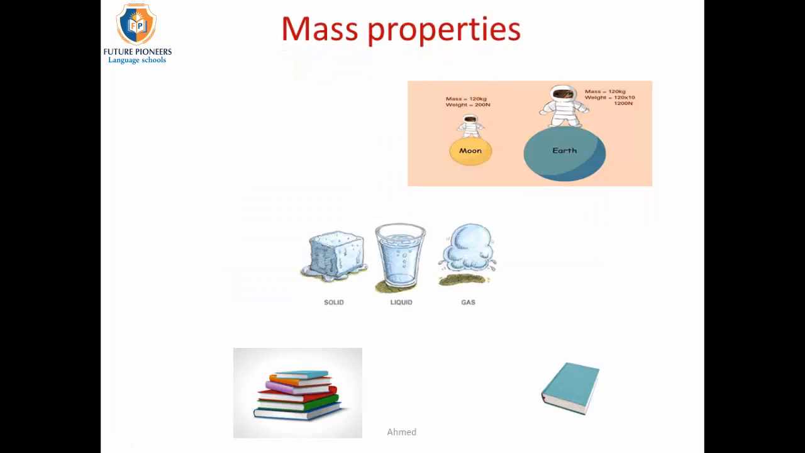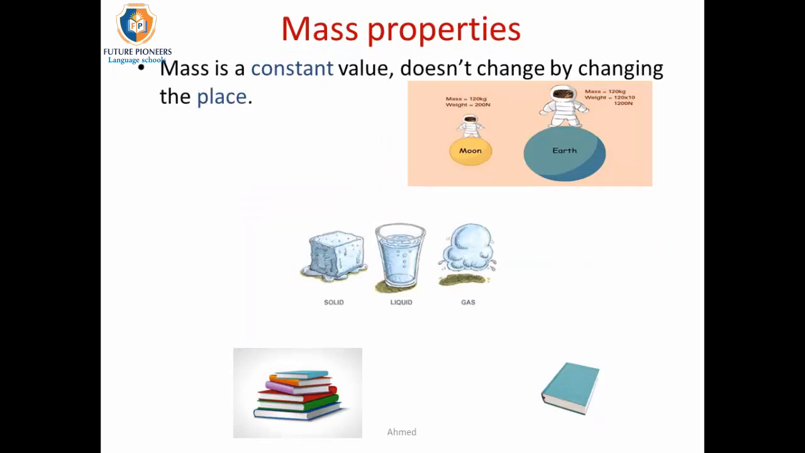Mass properties. Mass is a constant value and it doesn't change by changing the place. So, for example, if you measure the mass of your body on the Earth's surface, and it is, for example, 60 kilograms, then you measure your mass on the moon's surface, you will find that it is the same. It will be also 60 kilograms. So mass doesn't change by changing the place.